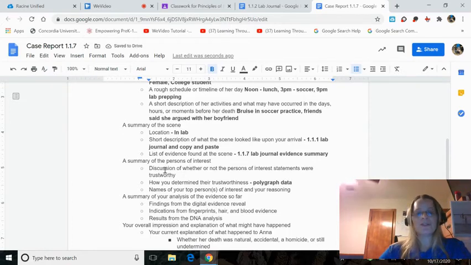Okay. So this first bullet point is going to be you talking about who you think is trustworthy and who you think is suspicious. And then tell me if you think anybody is suspicious, tell me who they are and why. That's going to be different for everybody. If you disagreed with the polygraph data or if you no longer find someone suspicious, put that there.